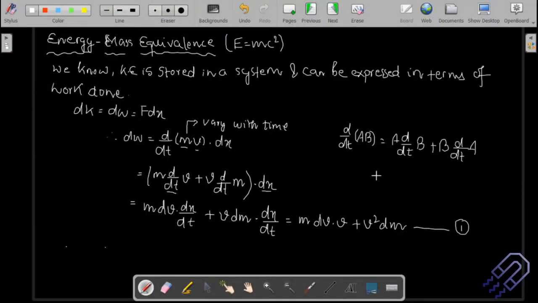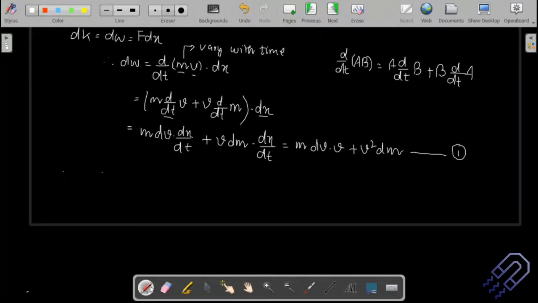Now what we are going to do is use the relation for relativistic mass. We are going to use that relation because we know that since it's moving with a velocity v, the relativistic mass relation will be valid here. So this is important. We are going to replace it.